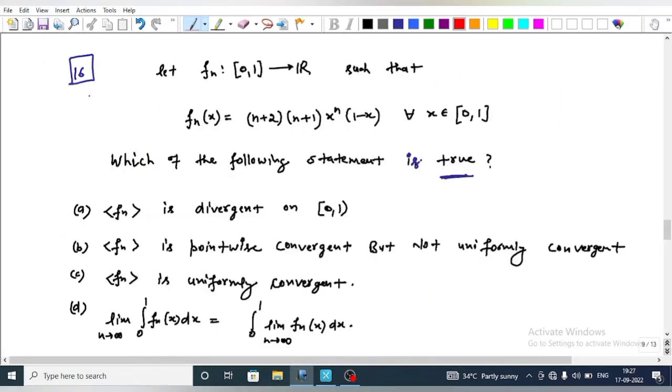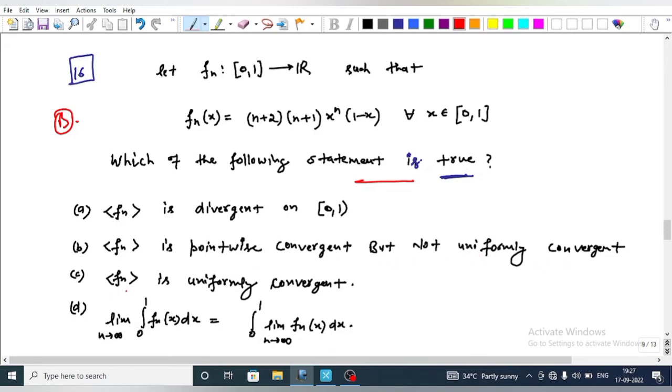Now come to the next memory based question, and this question is also from part B. In the question, let fn from closed interval 0 comma 1 be such that fn(x) is equal to (n plus 2) into (n plus 1) into x power n into (1 minus x) for every x belongs to closed interval 0 comma 1. Now in the question, which of the following statements is true? Option A is sequence fn is divergent on semi-closed interval 0, 1, and option B, fn is a pointwise convergent sequence but not uniformly convergent sequence.